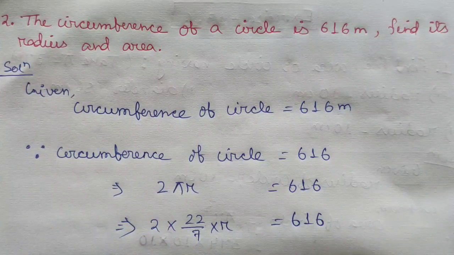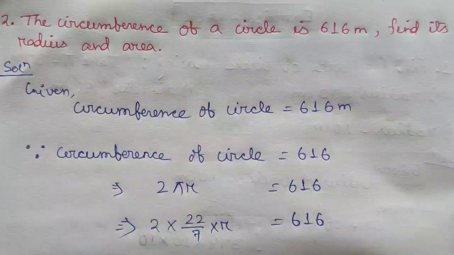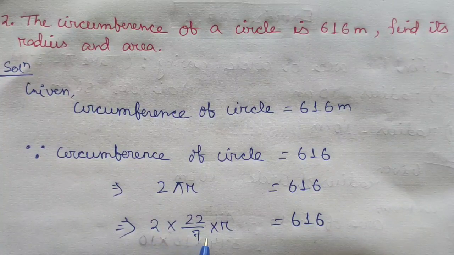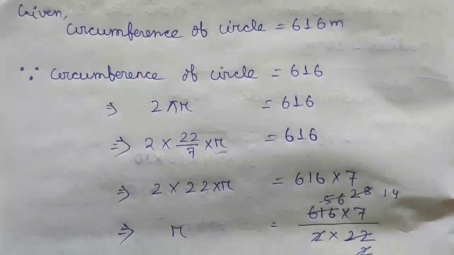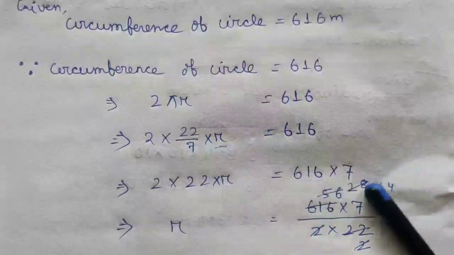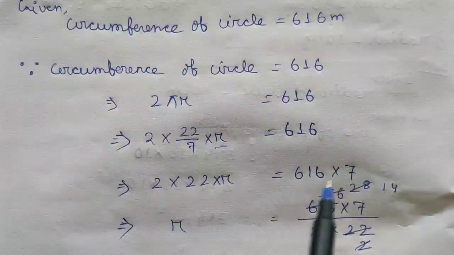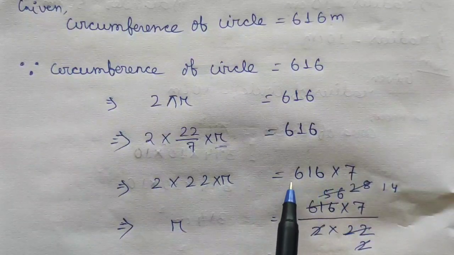Now in this question it is not told to take pi as 3.14, so we will just take 22 by 7. That is 2 into 22 by 7 into r equals 616. Next, 7 is divided, right? So when we change the side, it will be multiplied. So it is multiplied with 616.